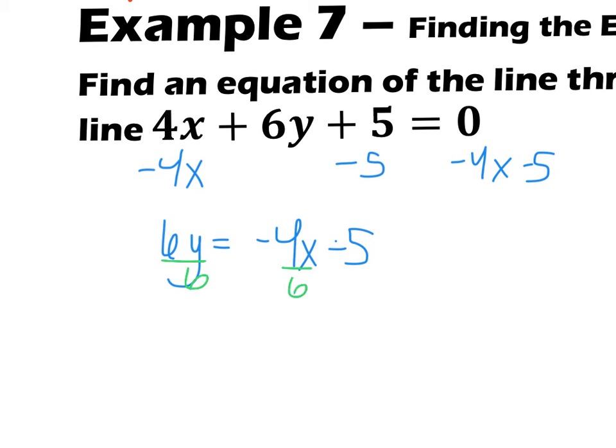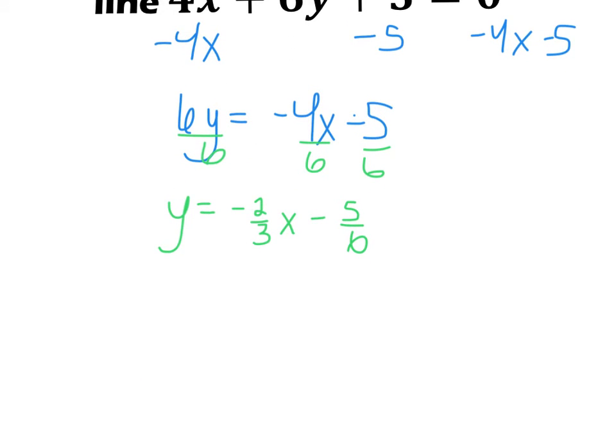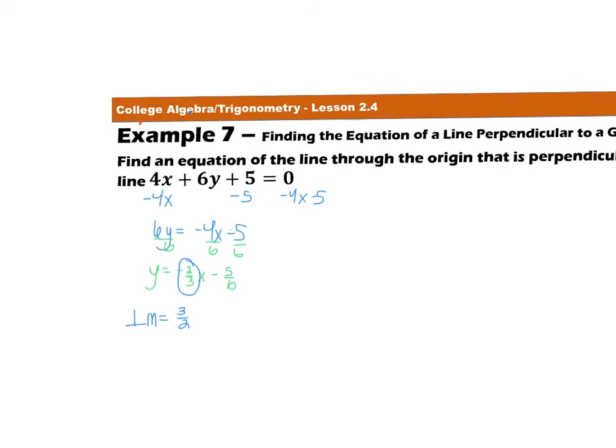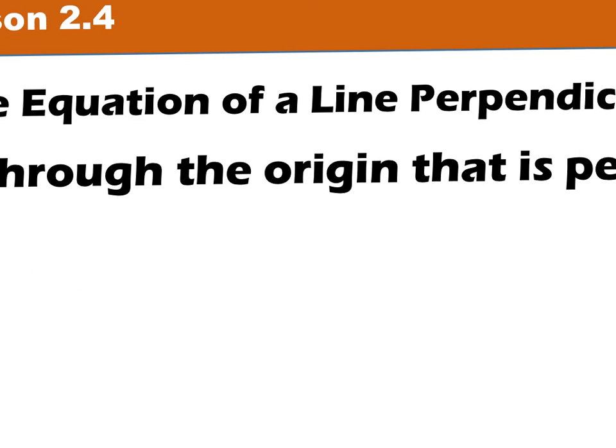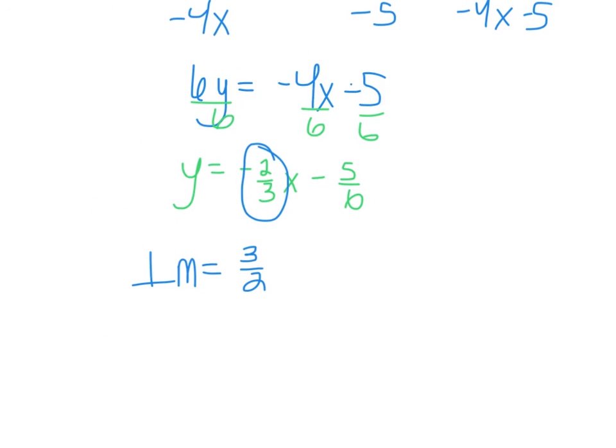Divide everything by 6. So I get y equals negative 2/3 x minus 5 over 6. Now the reason we had to do that is because I now want to write the equation of the line that is perpendicular. What is the perpendicular slope to negative 2/3? Positive 3 over 2. What's the point that they gave me? Origin, 0, 0. What is that? Okay. That makes your work real easy.